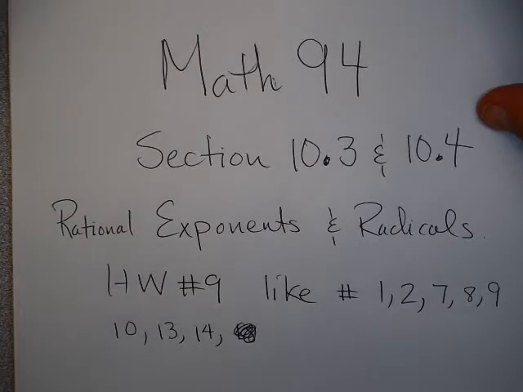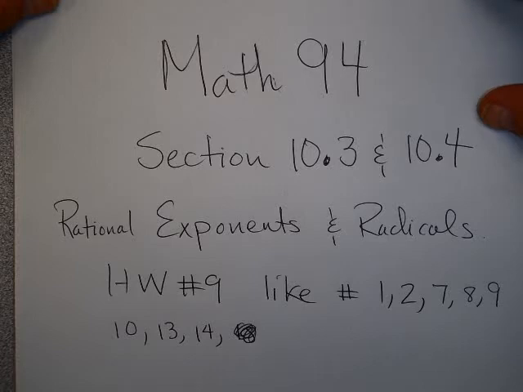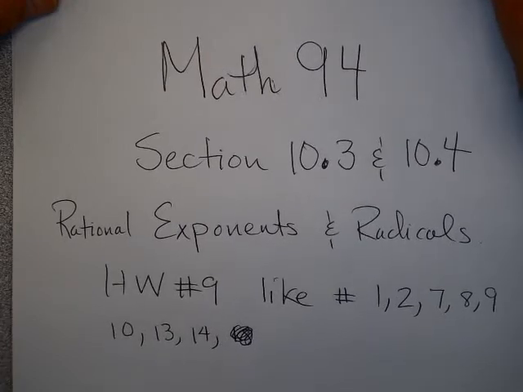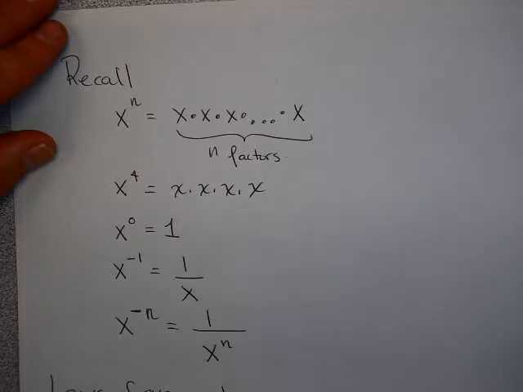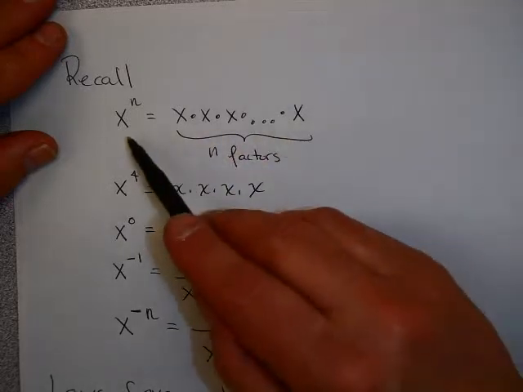In this video for Math 94, we will be discussing problems from section 10.3 and 10.4 in the book. These problems cover rational exponents and radicals. If you're working on the homework, this is like homework number 9, problems 1, 2, 7, 8, 9, 10, 13, and 14. You might recall, we've talked a lot about exponents lately.